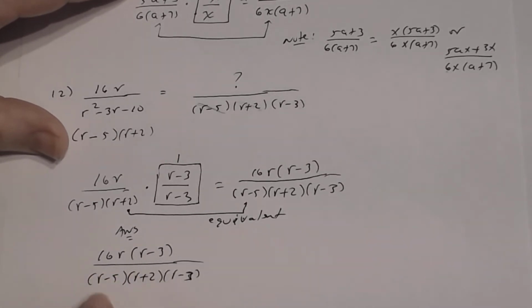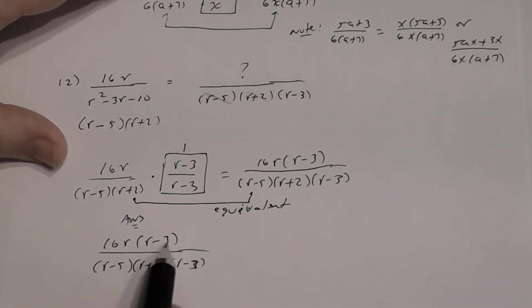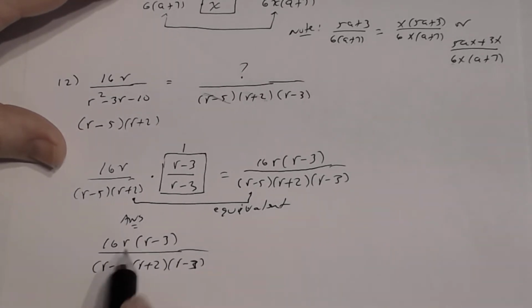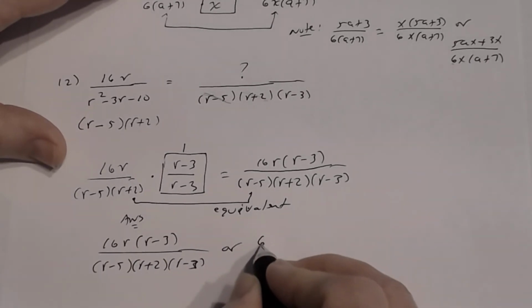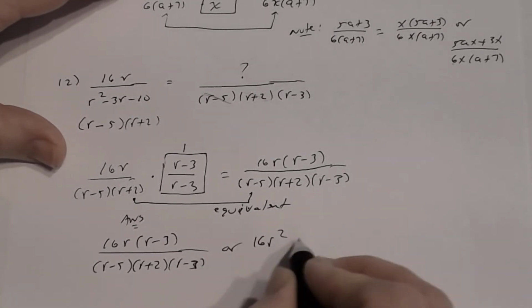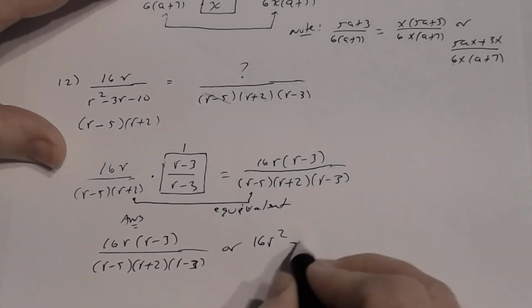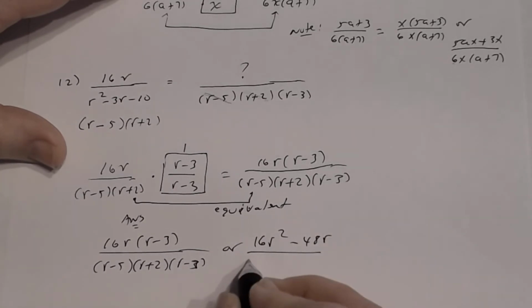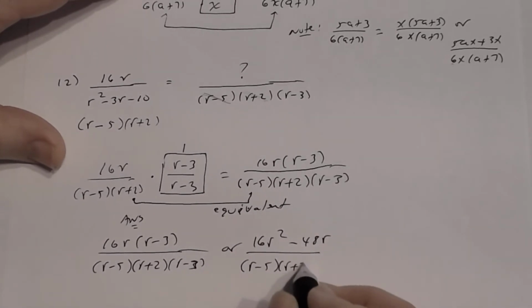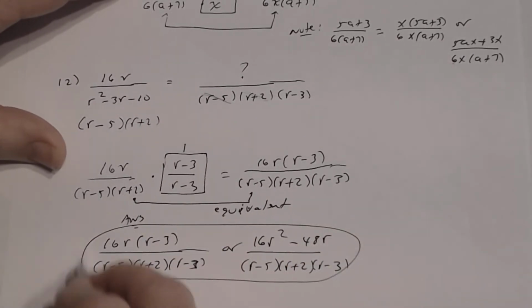But in the next lesson, depending on where you are in the process when adding and subtracting, you may need to multiply the numerators out. So let's go ahead and do that. 16r times r is 16r squared, and then 16r times a negative 3 is a negative 48r. Okay, and then leave the denominators factored. So r minus 5 times r plus 2 times r minus 3. So either one of those would be your answers.